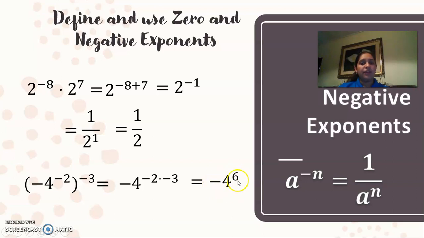Now, can I simplify this more? Yes, I can. Because I can multiply my negative 4 six times. And multiplying 6 times, I'll get 4,096. But my exponent was positive, so that's the reason why I leave it until here.